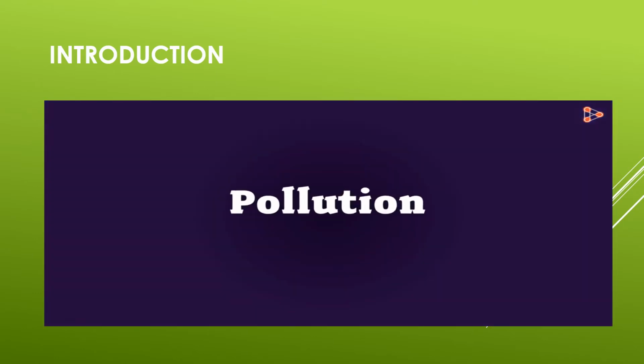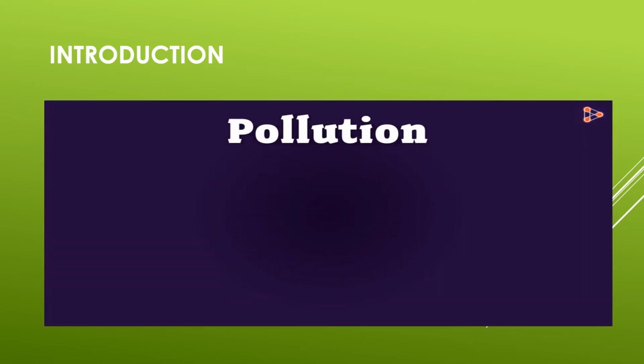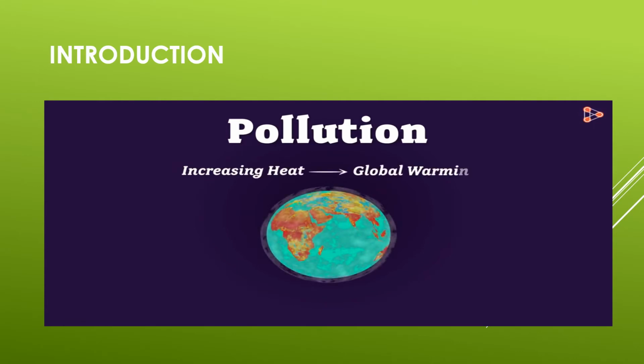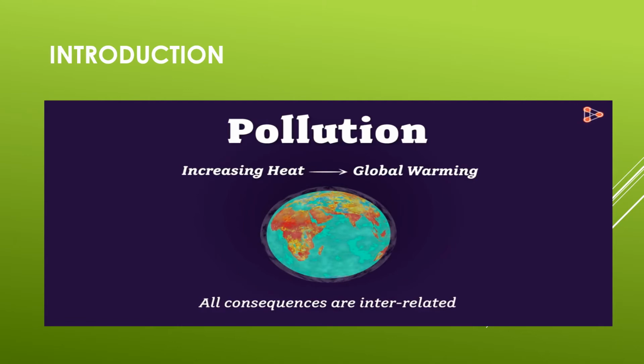What about pollution? As already stated, increased release of harmful gases has caused global warming. This pollutes the air around us. It is therefore evident that all consequences are interrelated. Rampant cutting down of trees will only add to more problems around us. What can we do to prevent this? Can we repair the damage done? To know more, watch our next video.